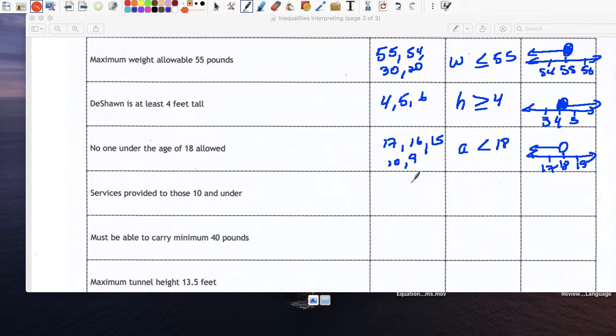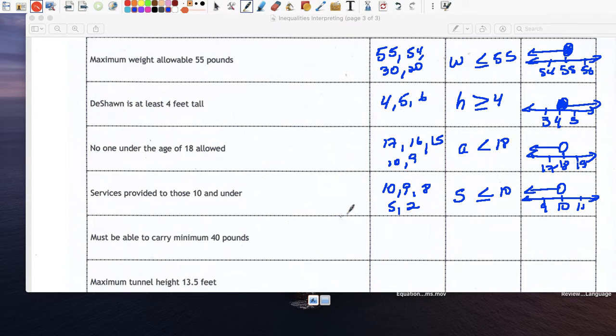Services are provided to 10 and under. So if you're 10 and under, you get service, whatever the service is. If you're 10, you get the service. If you're 9, if you're 8, if you're 5, if you're 2, you get the service. So as for service, you have to be less than 10, and even if you're 10, you also get service. So anything that's 10 and under. 10, 9, 8, 7. That's why we point to the left.